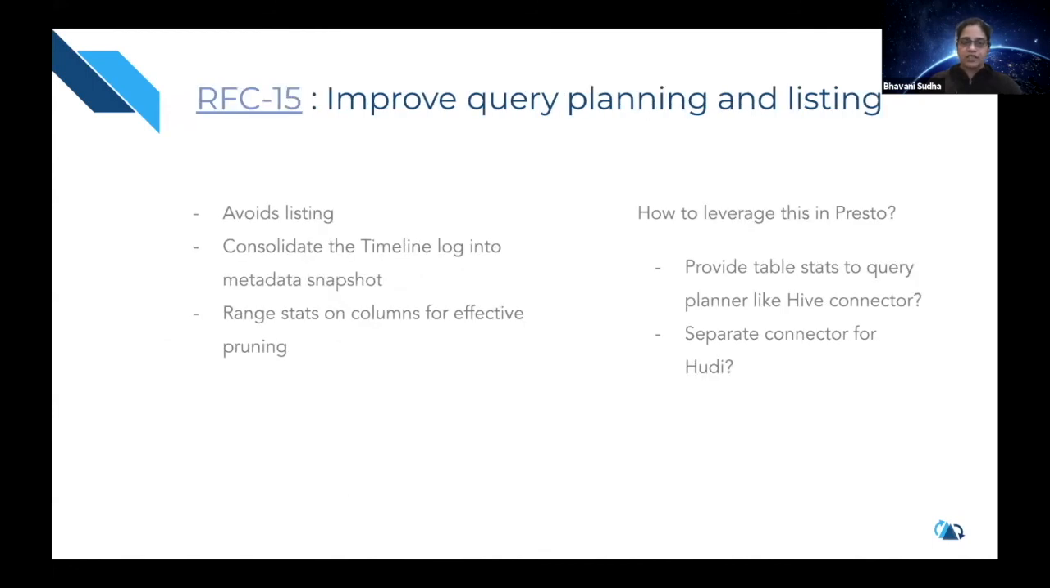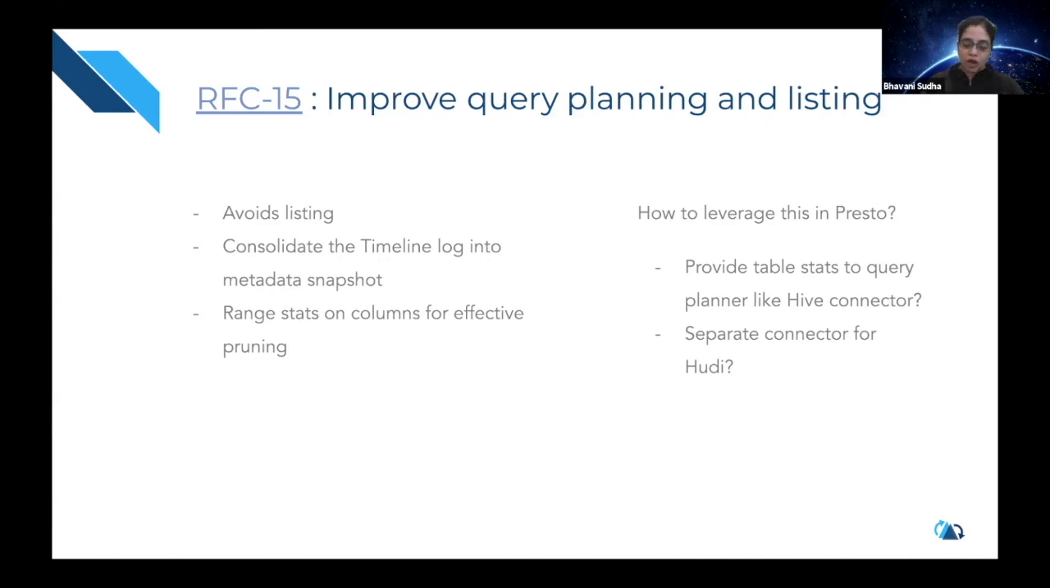The next project is improvements in query planning and listing. You can see the full RFC here, linked in RFC 15. What this aims at is to avoid listing as much as possible. So Hoodie writes and reads require the list status operation, and this can be really expensive when we talk about large data sets that have a huge number of partitions, and each partition has a huge number of files.